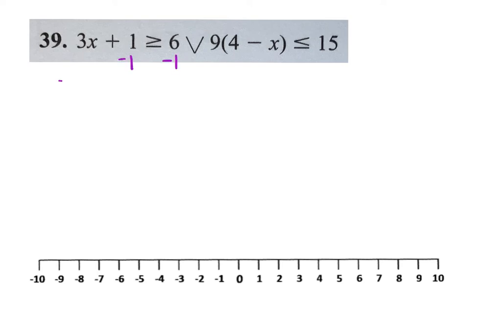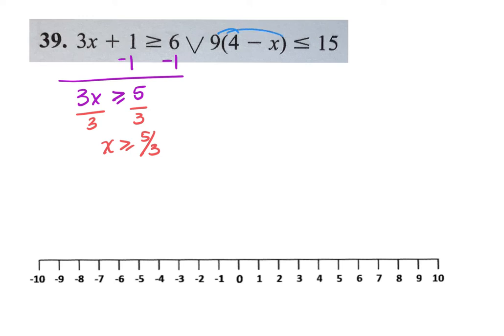Subtract 1. We have 3x is greater than or equal to 5. They still give you a fraction, but at least it's at the very end. You get x is greater than or equal to 5/3. Over here, we have to distribute. So we have 36 minus 9x is less than or equal to 15.